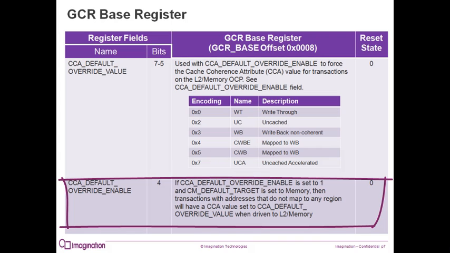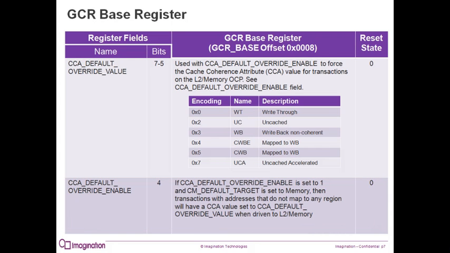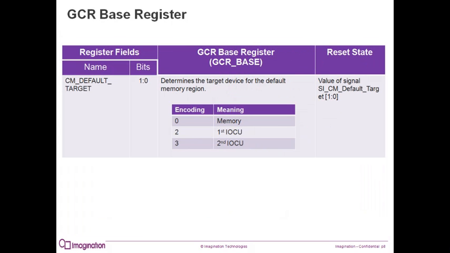The CCA default override enable bit controls the enabling of the CCA default override value. If this bit is set, the region will use the CCA default override value. If it is 0, it will use the same CCA as the L1 cache. The CM default target controls if the region is used for memory or memory mapped I/O.